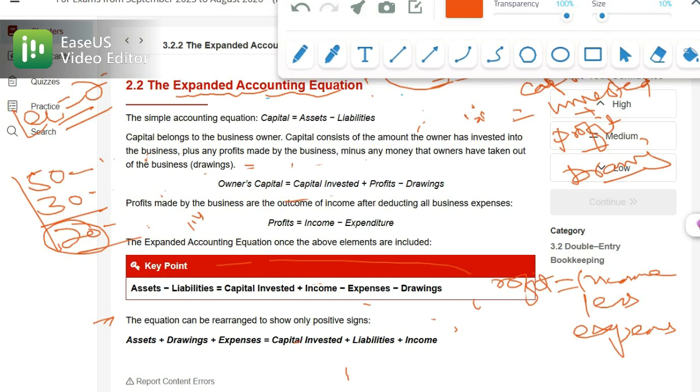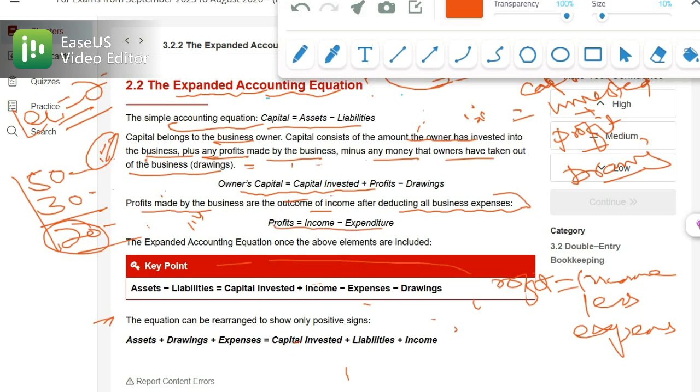A simple accounting equation is that capital is equal to asset less liability. The capital belongs to the business owner. Capital consists of the amount the owner has invested into the business plus any profit made by the business, minus any money that the owner has taken out of the business, which we call drawing. Profit made by the business is the outcome of income after deducting all its expenses. So profit is income less expenses.